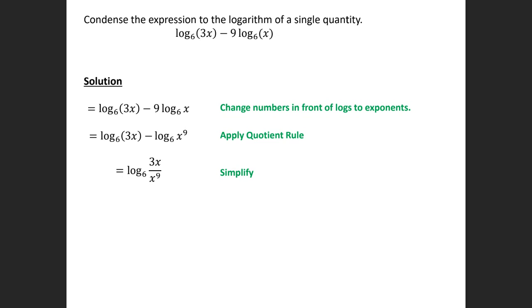So here, again, we can simplify, but there's really nothing for us to simplify. Oh, sorry, we can factor out an x, right? The numerator has an x, the denominator has 9x, so I can simplify one of the x's. The x from the numerator cancels with one of the x's from the bottom. So my final answer is log base 6 of 3 over x to the 8th.